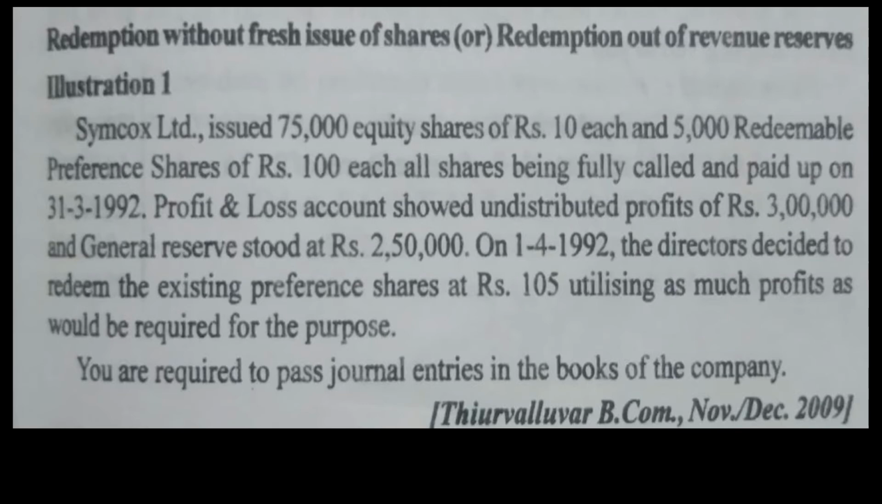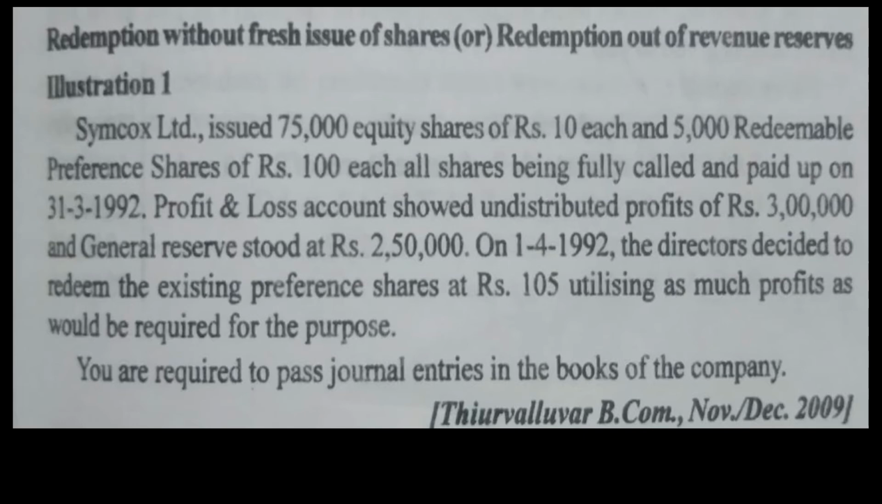Now we'll see one sum. Syscom Limited issued 75,000 equity shares of rupees 10 each and 5,000 redeemable preference shares of rupees 100 each. All shares are fully called up and paid up. This line is given only to say the preference shares are fully paid up, not partly paid up. So you don't need the first entry. The second entry is sale of asset. Read the sum and find if there is any sale of asset. No, so the second entry is not required.